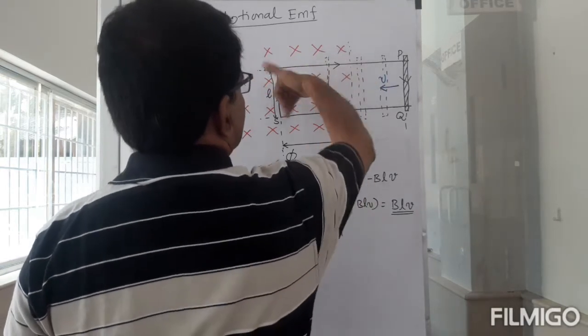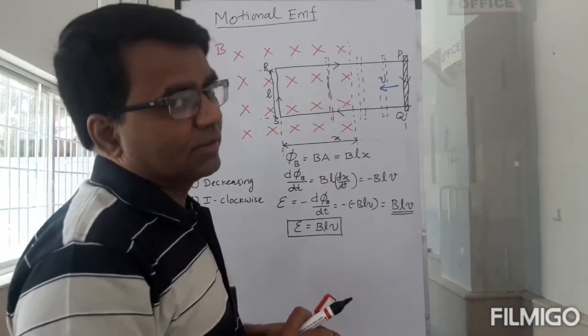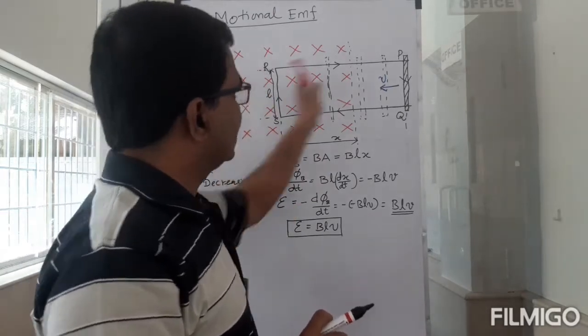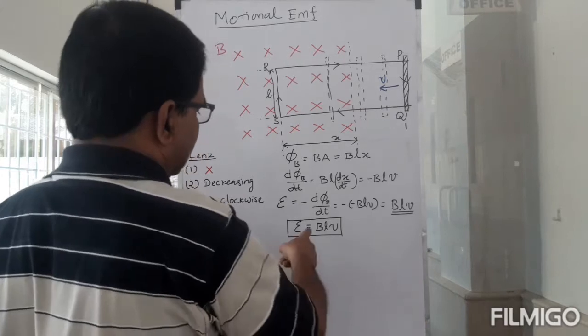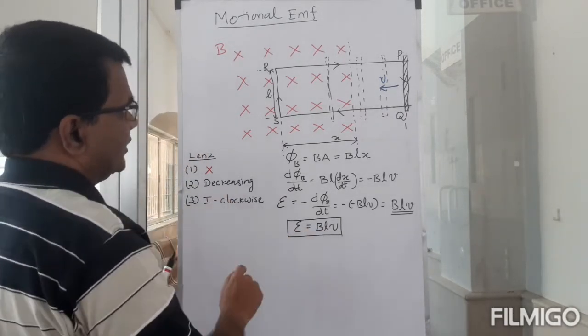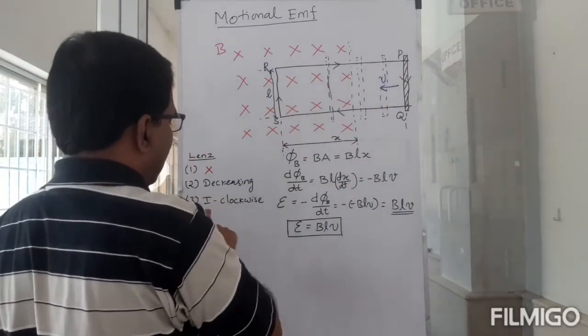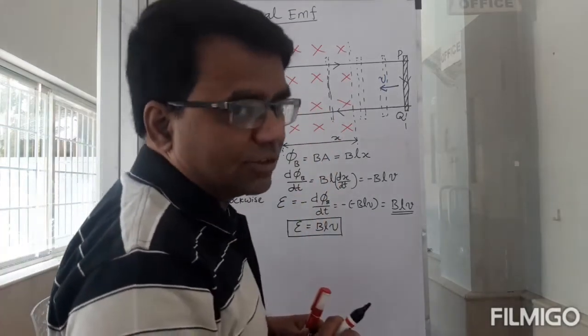So in that case, the current will be in the opposite direction. That will be anti-clockwise. When you bring it towards RS, this will hold good: E is VLV and I is clockwise. When you take it away from RS, then the current will be in the anti-clockwise direction.